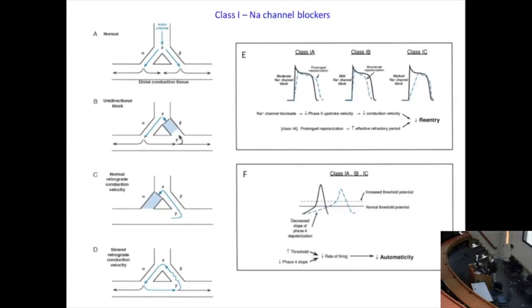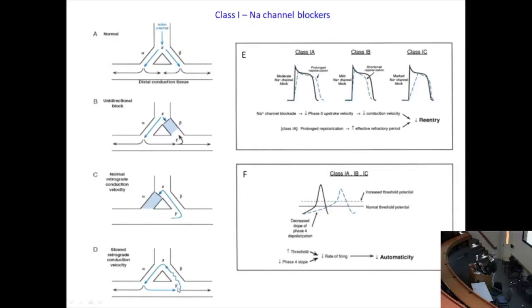Your class 1 channels, there are actually 3 different types of these. They all block fast sodium channels, and so they all prolong this phase 0 increase here. That slows action potential propagation, particularly in the case of class 1B. The effects tend to be preferential on diseased tissue, which is very helpful. Okay? The idea is, once again, to treat reentrant arrhythmias with these things.